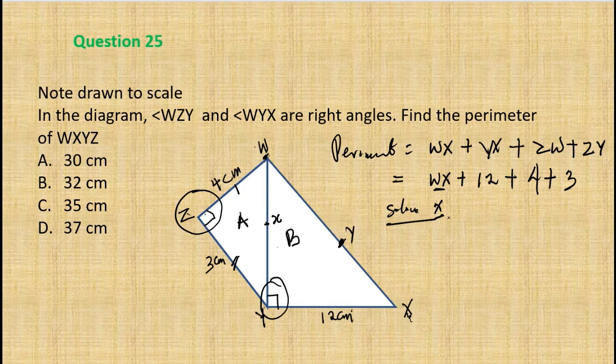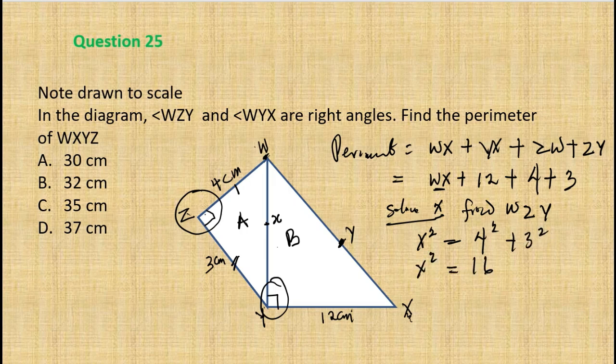I'm solving for X from the triangle WZY. So X squared, using Pythagoras theorem, is the same thing as 4 squared plus 3 squared. So X squared is 16, since 4 squared is 16, plus 3 squared, that's 9. X squared will be 25. So X will be the root of 25, which is equal to 5.